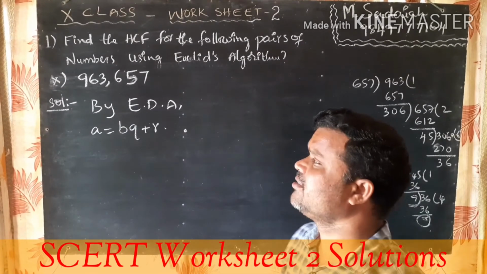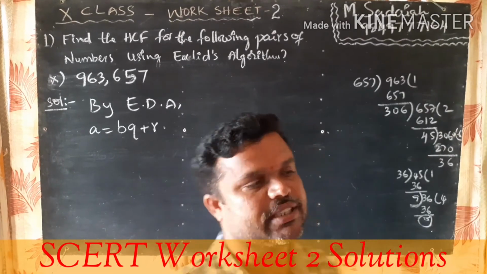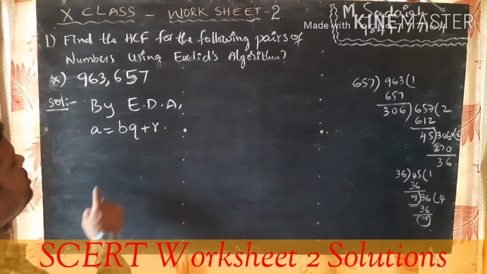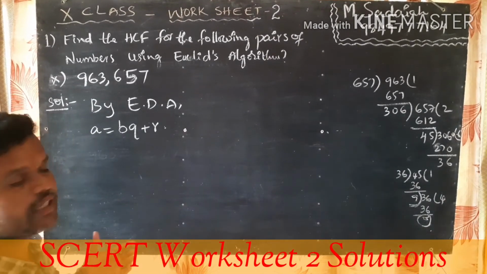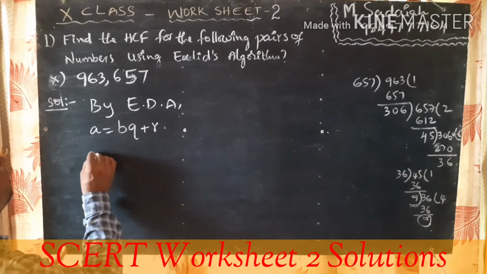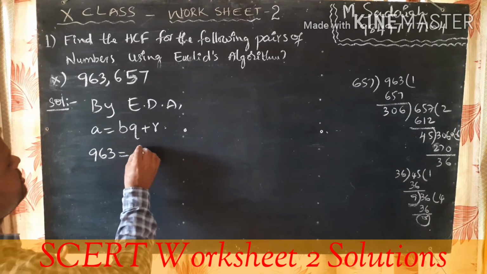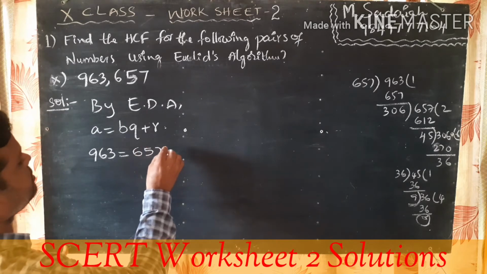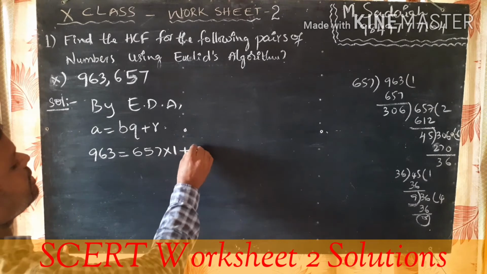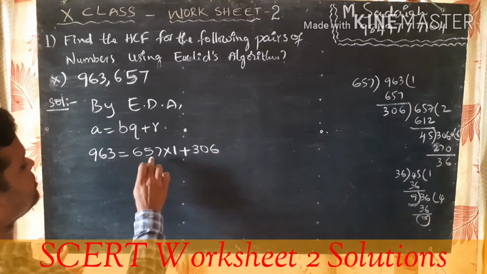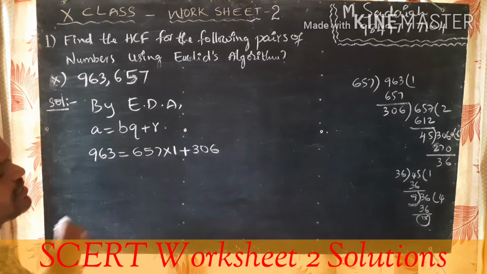Next question is 963, 657. Find the HCF of 963 and 657 by Euclid division algorithm. A is equal to BQ plus R. From these two, you take the big one as A. 963 is equal to, the next smaller is 657. 657 into 1 is 657. The remainder is 306. How? 13 minus 7 is 6, 5 minus 5 is 0, 9 minus 6 is 3.